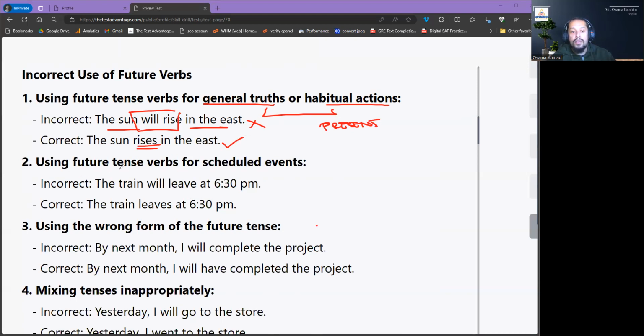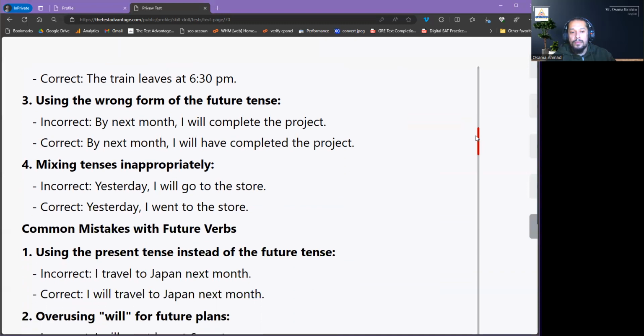Another mistake, using future tense verbs for scheduled events. Okay, the train will leave at 6:30 p.m. This is actually incorrect. It's a scheduled event, so it takes the present. The train leaves at 6:30 p.m. Also, number three, using the wrong form of the future tense. By next month, you notice a specific time, right? I will have completed. So the original is wrong.